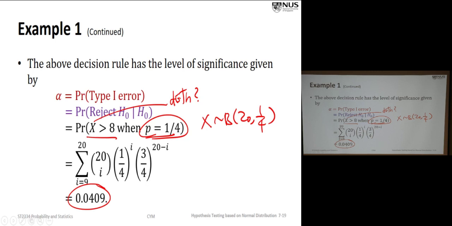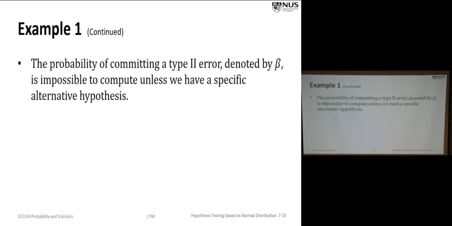Okay, so it's 0.0409. So what does it mean? It means that the chance of committing a type 1 error, that means the chance of rejecting the null hypothesis wrongly, is only about 4%, based on this decision rule. So it's not that bad. All right. On the other hand, we will also like to ask, what is the probability of committing a type 2 error?